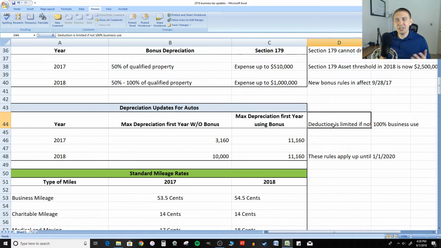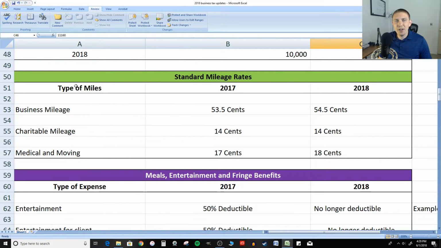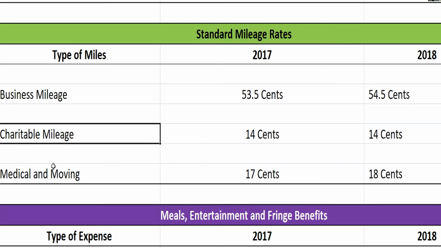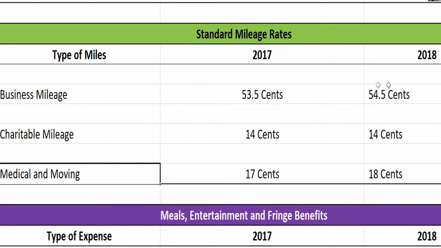Remember, guys, the deduction is limited if the vehicle is not for 100% business use. These rules apply up until January 1st of 2020, and then we'll see what happens from there. Standard mileage rates. I've listed this all out for you guys. You guys can go ahead and read this for the business mileage, charitable mileage, medical, moving. Not much has changed really. It's like a penny here, penny there, not a big deal.